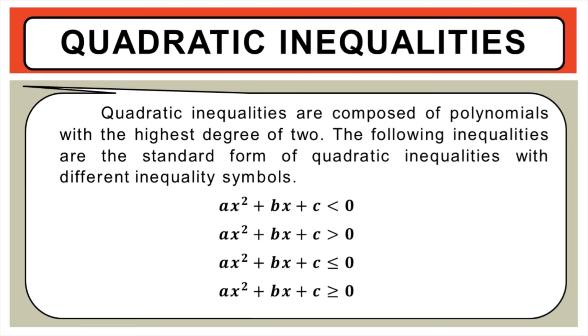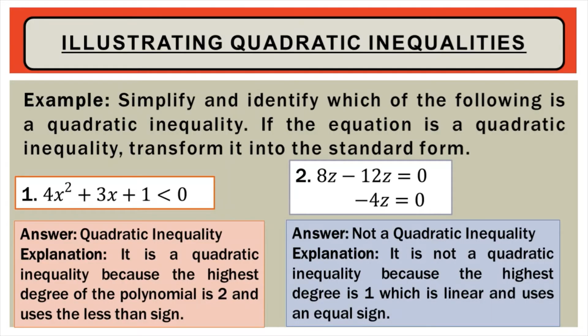So, let us try to identify a quadratic inequality by simply illustrating quadratic inequalities. For example, we need to simplify and identify which of the following is a quadratic inequality. If the equation is a quadratic inequality, we need to transform it into the standard form. For number 1, we have 4x squared plus 3x plus 1 is less than 0. For our answer, we can say that this is a quadratic inequality. Why? Because the highest degree of the polynomial is 2 and uses the less than sign. As simple as that. So let's take a look at number 2.